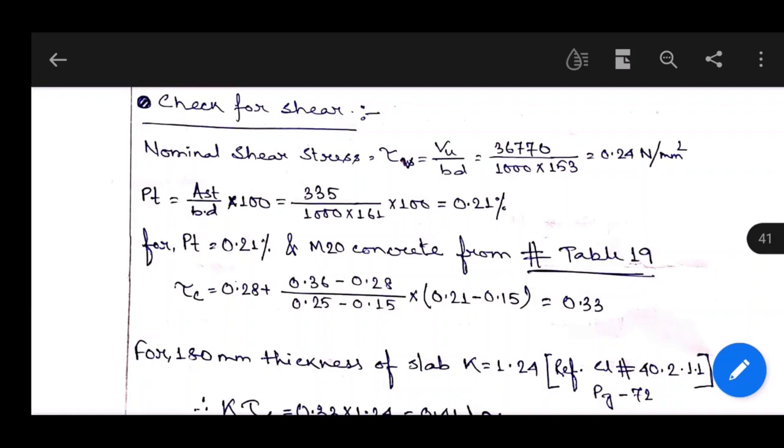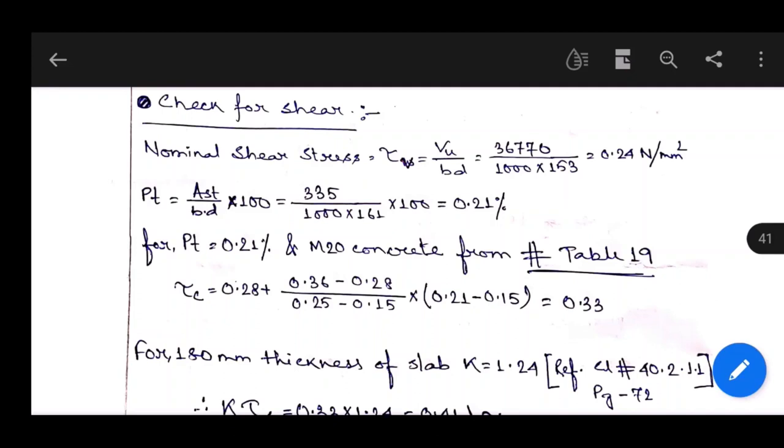Now tau c is equal to 0.28 plus, within bracket, 0.36 minus 0.28 over 0.25 minus 0.15 multiplied by, within bracket, 0.21 minus 0.15. The value will be 0.33. So the tau c value is 0.33.